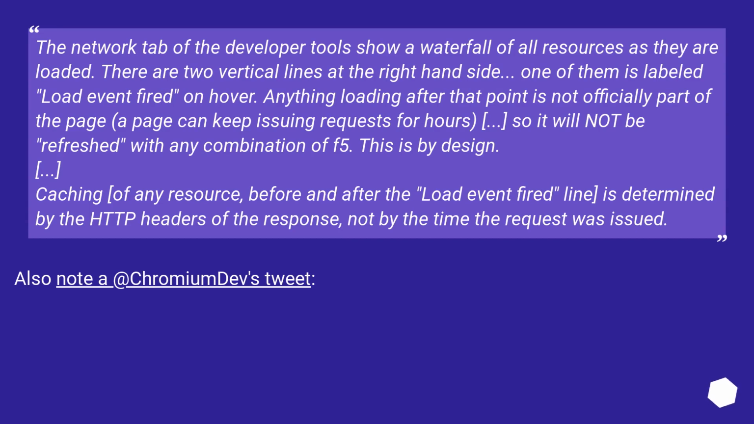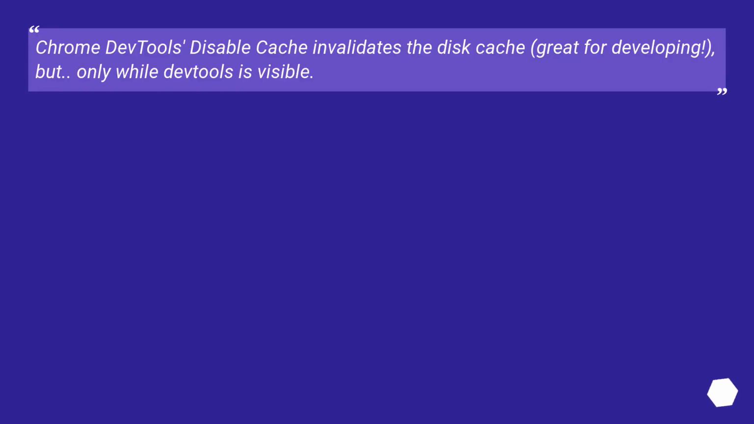This is by design. Caching of any resource, before and after the Load Event Fired line, is determined by the HTTP headers of the response, not by the time the request was issued. Also note a Chromium Dev's tweet: Chrome DevTools disable cache invalidates the disk cache, great for developing, but only while DevTools is visible.